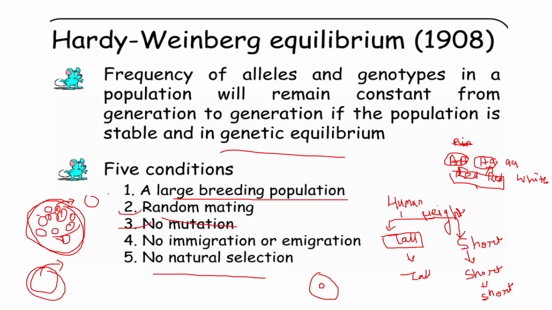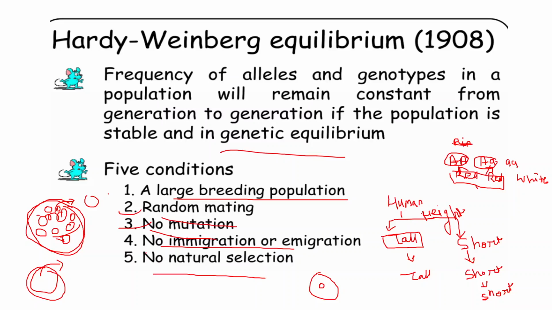So what are these five conditions? First, the population size should be infinite or large, so that genetic drift won't affect that particular population. There should be random mating, so there is no selection bias. There should be no mutation, and no immigration or emigration. The geographical area should be closed so that no one can enter and no one can go outside. And there should be no natural selection; the selection pressure should not be there. So these are the five conditions which you have to remember.